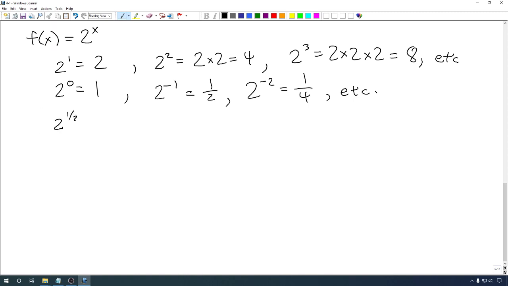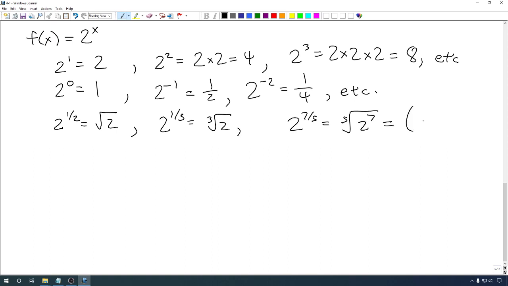2 to the 1/2 power is the square root of 2. 2 to the 1/3 power is the cube root of 2, and so on and so forth. We can even combine this with the ideas for the integers to look at more complicated fractions. Something like 2 to the 7/5 power. This is the 5th root of 2 to the 7th. Or we can also write this as the 5th root of 2 to the 7th power. Either way, they actually give you the same thing.